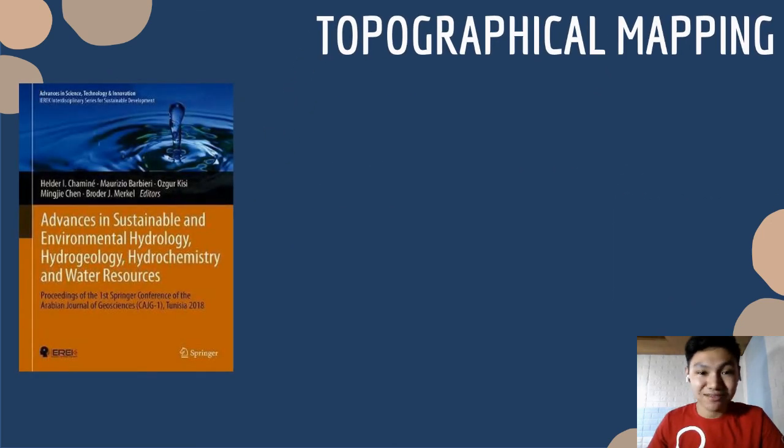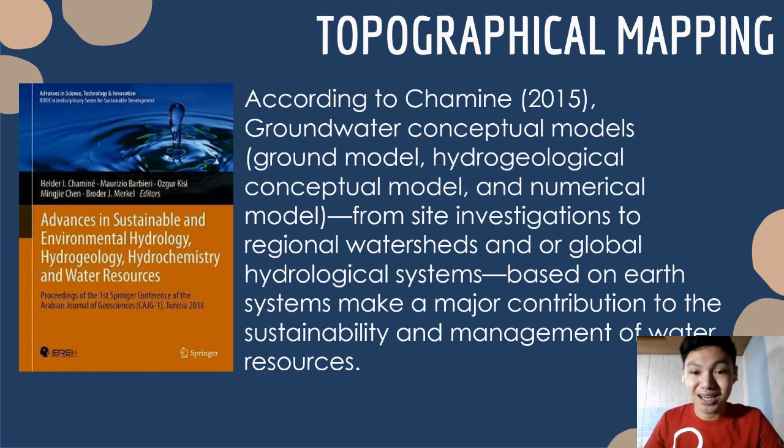A book entitled Advances in Sustainable and Environmental Hydrology, Hydrogeology, Hydrochemistry, and Water Resources by Helder Chanin and P.G. Chen. One of the authors stated that the groundwater conceptual models include the ground model, hydrological conceptual model, and numerical model. From site investigations to regional watersheds and or global hydrological systems, based on Earth systems, they make a major contribution to the sustainability and management of water resources. Next, we're going to show you some of those models used in hydrogeology.